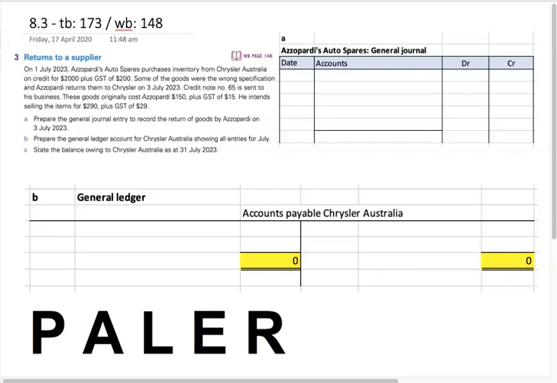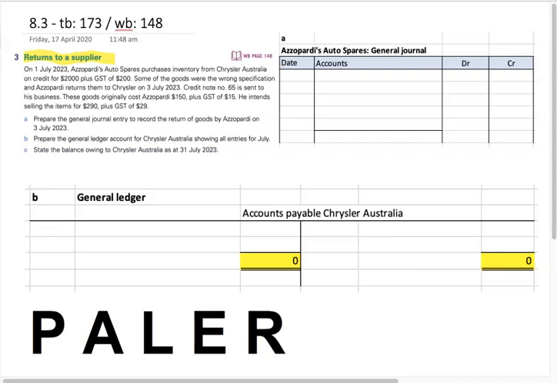Welcome guys. Today we're going to do textbook exercise 8.3, which you'll find in your textbook on page 173 and your workbook on page 148. So as always, make sure you've got both open if you're following on. And 8.3 asks us to work on a return to supplier. So we're asking ourselves, how do we record in our general journal and general ledger a return to supplier?